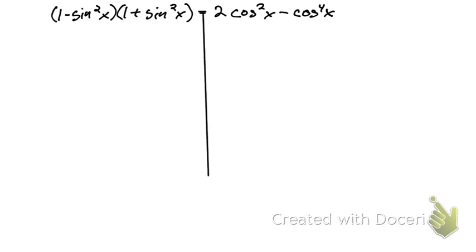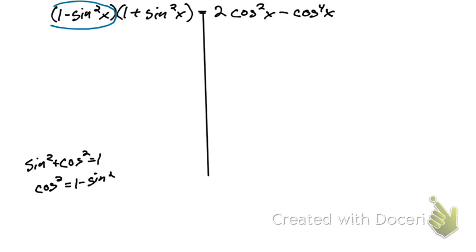Because starting it off isn't so bad, because if you remember that we have sine squared plus cosine squared equals 1, we could see that cosine squared equals 1 minus sine squared. So I could take that first part that's 1 minus sine squared and change that to a cosine squared.